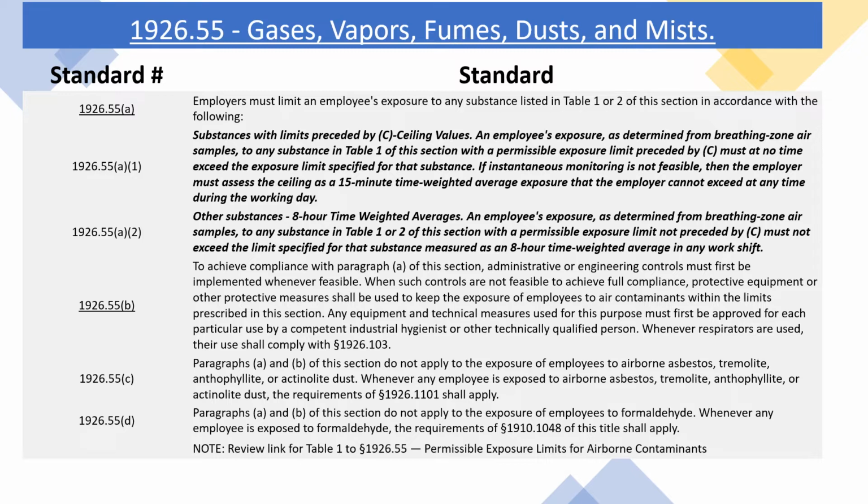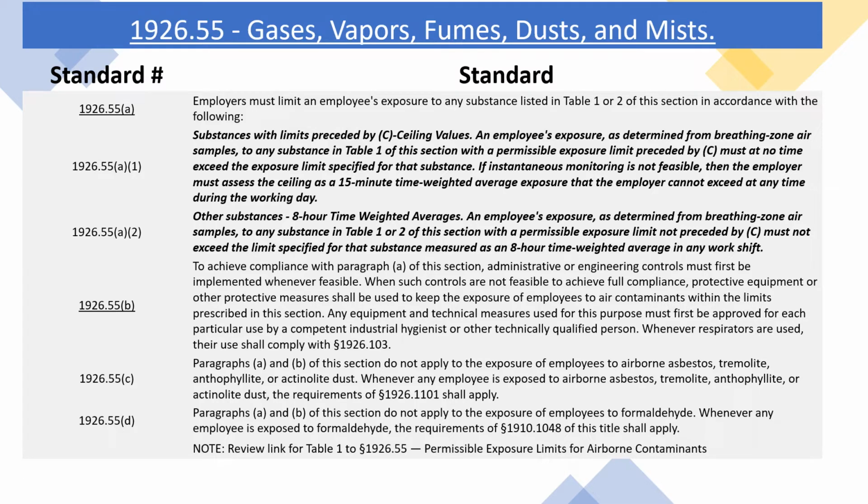1926.55(a)(2) Other substances, 8-hour time-weighted averages. An employee's exposure, as determined from breathing zone air samples, to any substance in Table 1 or 2 of this section with a permissible exposure limit not preceded by C must not exceed the limit specified for that substance measured as an 8-hour time-weighted average in any work shift.